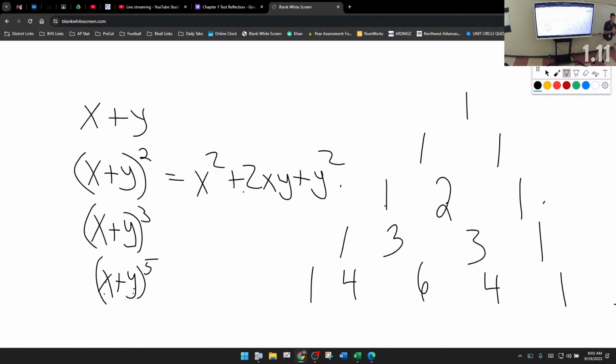Yes, sir? That represents the coefficient. This represents the coefficient. So I'm going to cover the exponents in just a second, but this represents the coefficient.